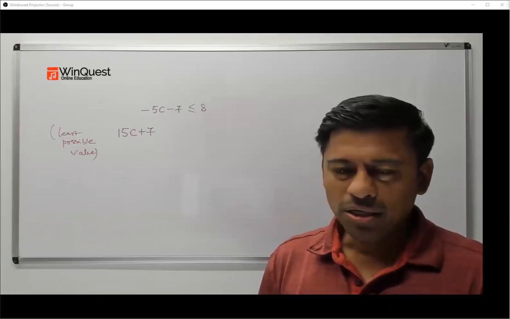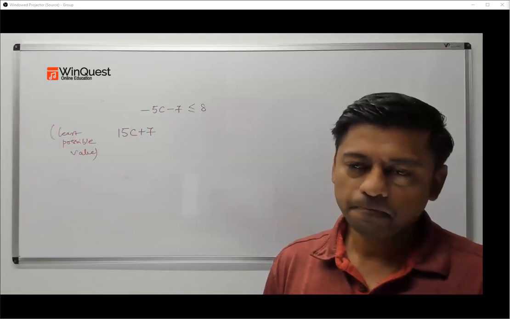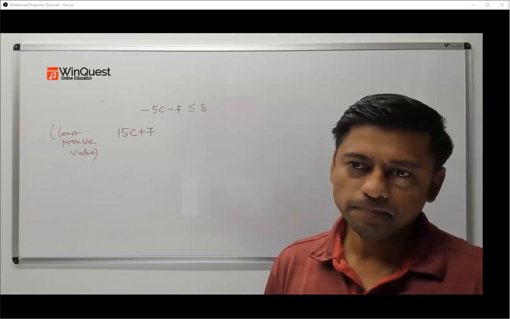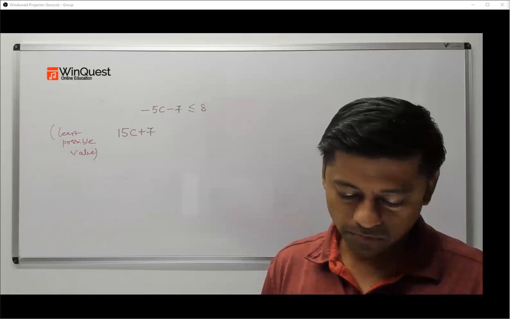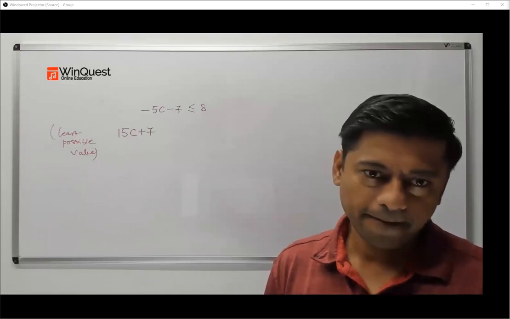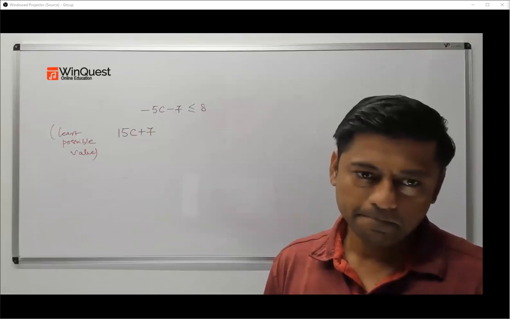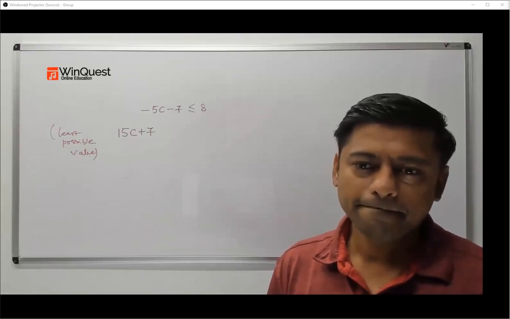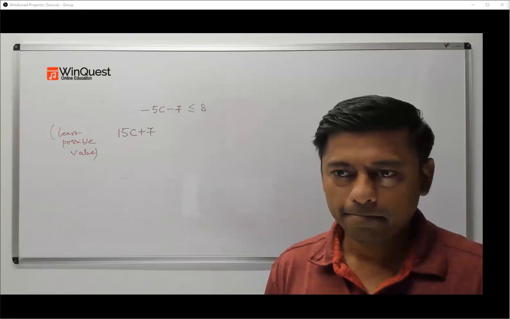Yeah, you just add 7 to both sides, and then you have to divide both sides by -5. When you do that, you have to flip the sign, and then whatever answer you get, because it has an equal to sign, you have to just plug that in. That's the lowest value. Oh, yeah, okay, thank you.